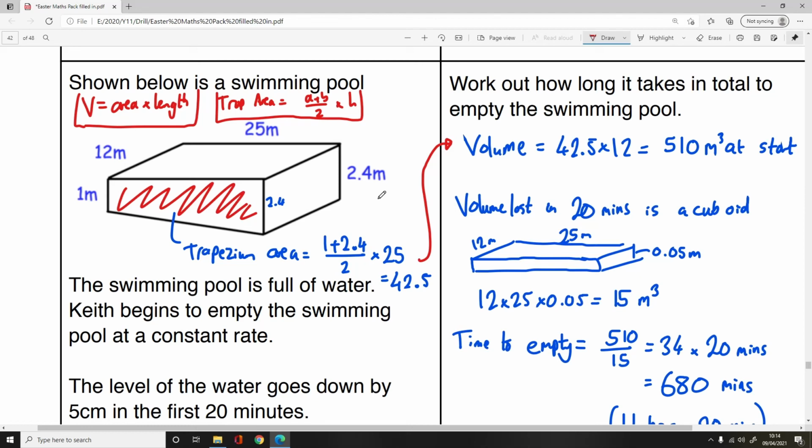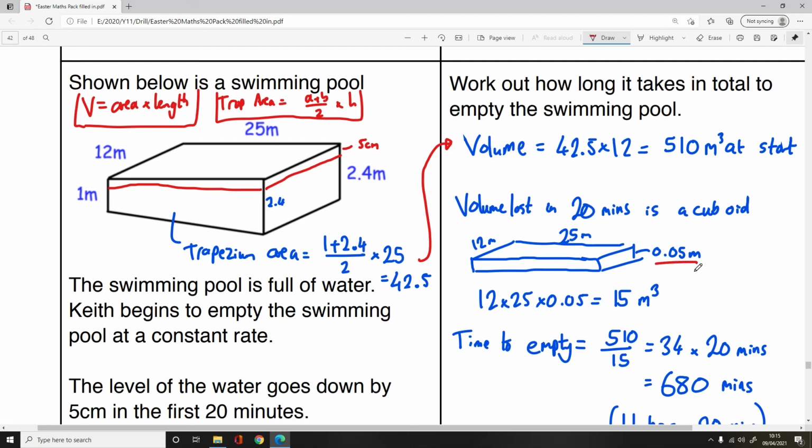I thought about doing this quite a complicated way to start with, because it says it goes down 5 centimeters in the first 20 minutes, so I thought maybe I'll draw the shape 5 centimeters lower, find out how much that is, and find the difference between that and what I started with. But it's way easier to find out the volume that's left the tank. So I drew the bit of shape that had left if the water goes down 5 centimeters, which is a very, very thin cuboid on the top. We're not involved in the slopey bit at all, so all the awkward stuff about trapeziums and triangles goes away. So the volume that's left is a cuboid, which is 12 by 25 by 5 centimeters, but we wouldn't write different units, so we have that as 0.05 meters.